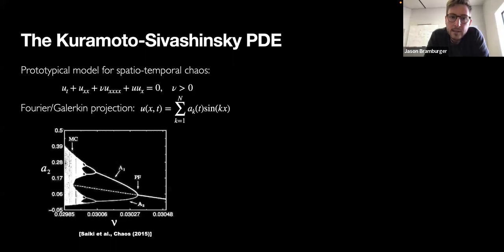Now, the way that I'm going to analyze this, I'm not going to pretend that I'm analyzing a full partial differential equation. I'm going to follow in the footsteps of many people before me, and I'm going to introduce a Fourier or Galerkin projection onto the odd Fourier modes. Now, this was not some arbitrary decision that I made. I didn't just come up with this out of thin air in order to make my life simple. In fact, this has been done many, many times by many authors. For example, I'm showing you a picture from a 2015 paper published in Chaos that actually did this.